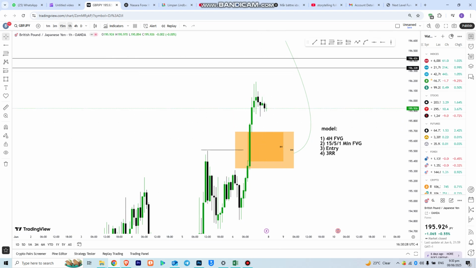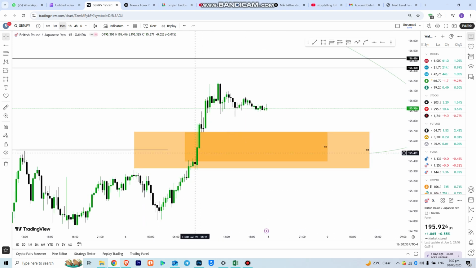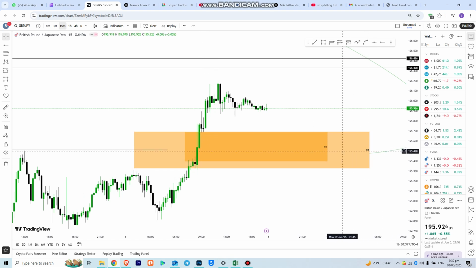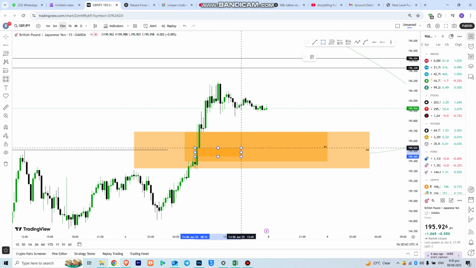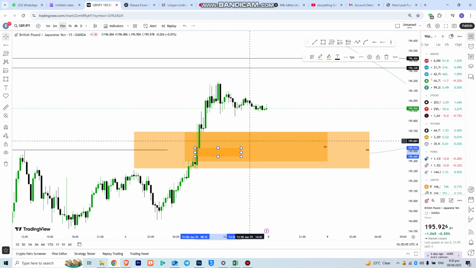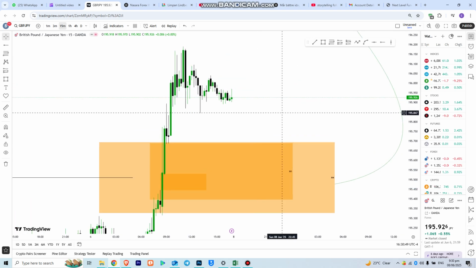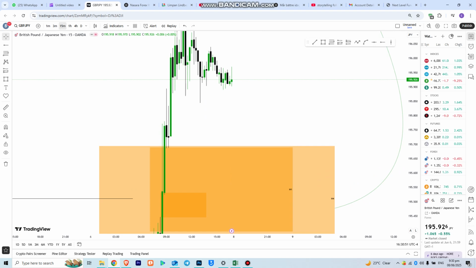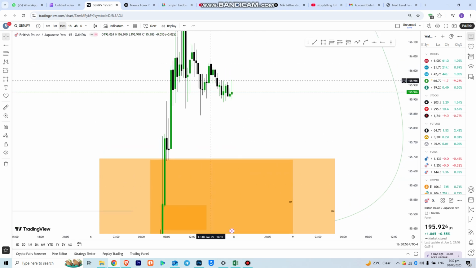Alright. So now let's go to the 15 minutes. On the 15 minute there is also a fair value gap here. All of them are aligning with the 4 hour fair value gap. So there's also a fair value gap here, and here. Let's see what we have from the 15-minute fair value gap.